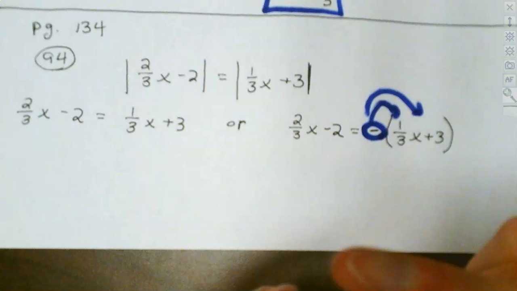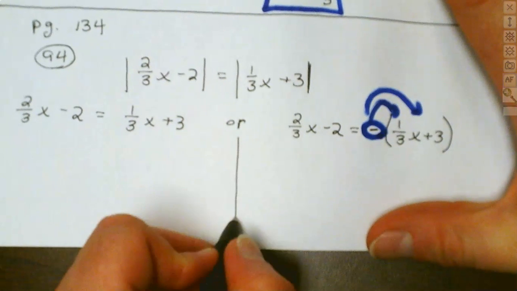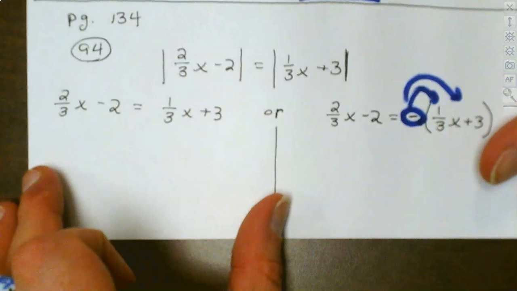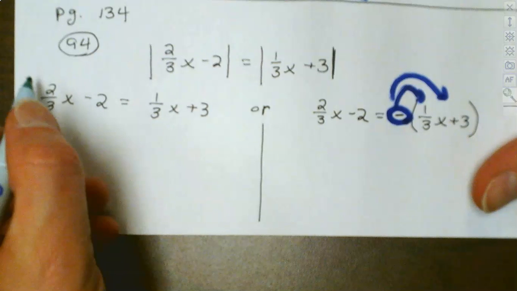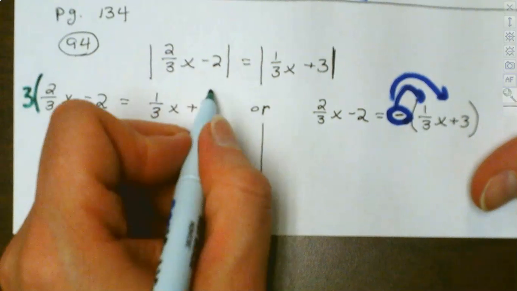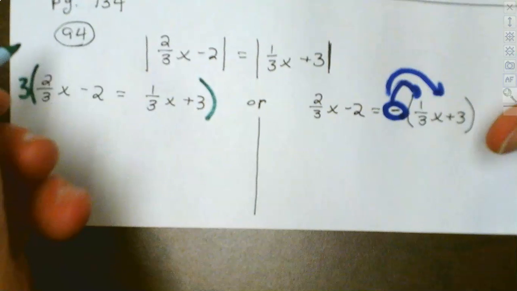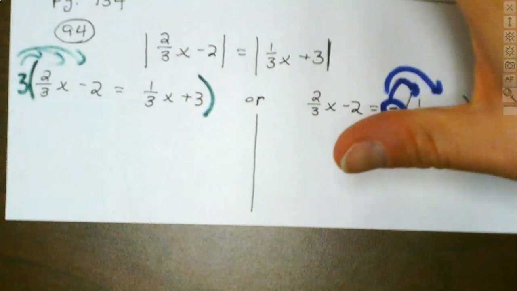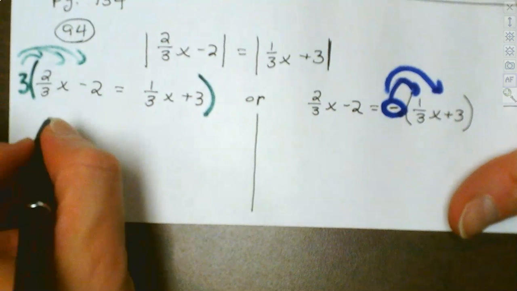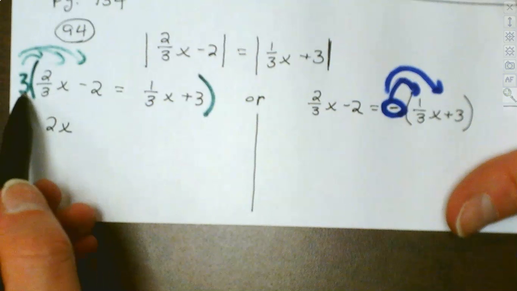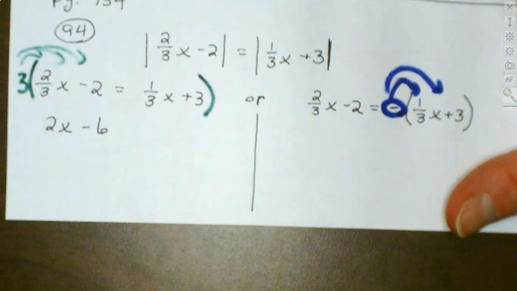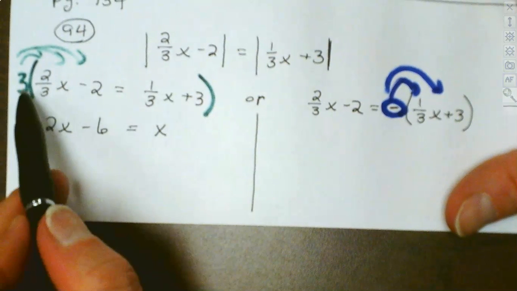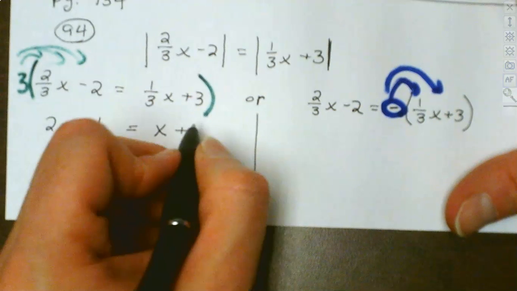So again, we'll do each one separately. We want to clear out our fractions, so how do we do that? Well, we need to get rid of these 3's down below. So I'm going to multiply everything by a 3. It's going to clear out all of my fractions, and that makes it then canceling. 2x, 3 times a negative 2 is a negative 6, equals, the 3's cancel, x, 3 times 3 makes it a 9.